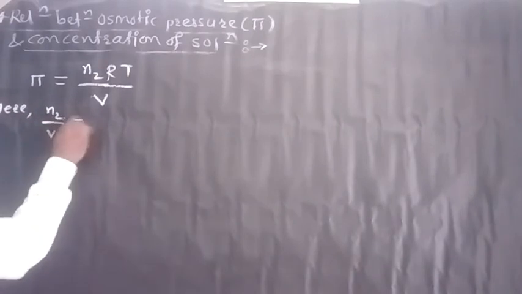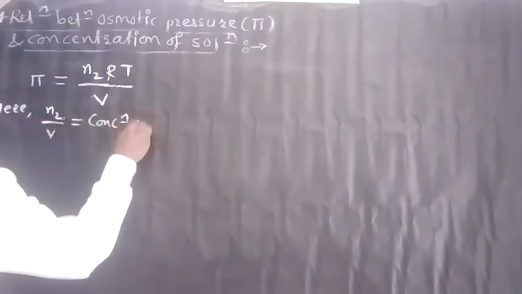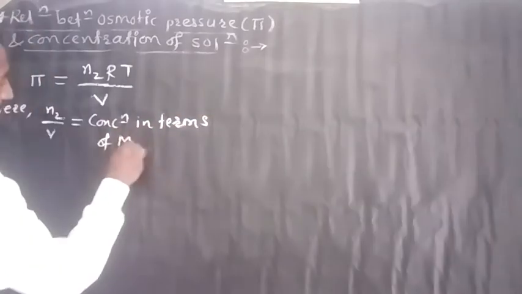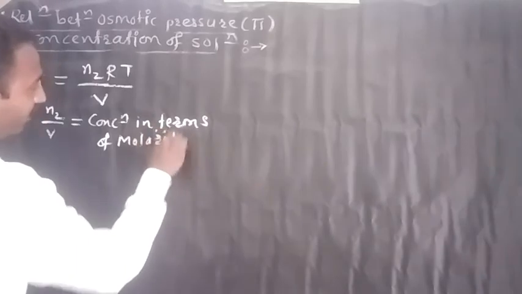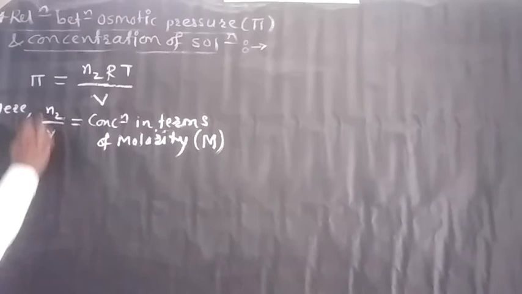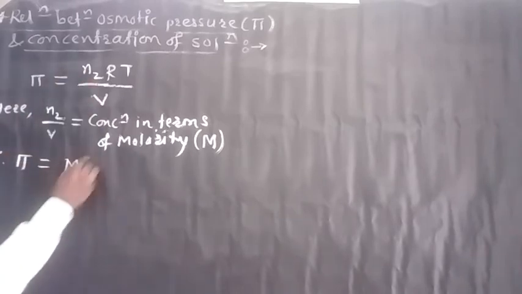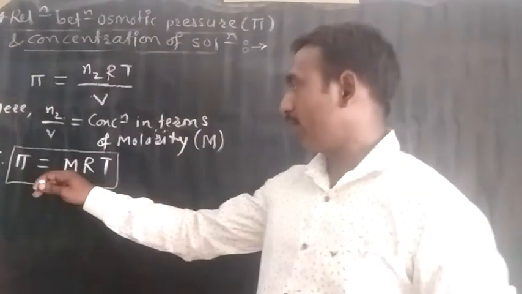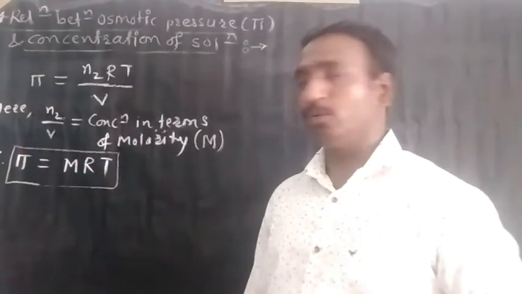Here N2 upon V is nothing but the concentration in terms of molarity. If this concentration is taken in terms of molarity, we can take this term as m, and so we can write pi is equal to mRT. Pi is equal to mRT is the relationship between osmotic pressure and concentration of the solution, or concentration in terms of molarity of the solution.